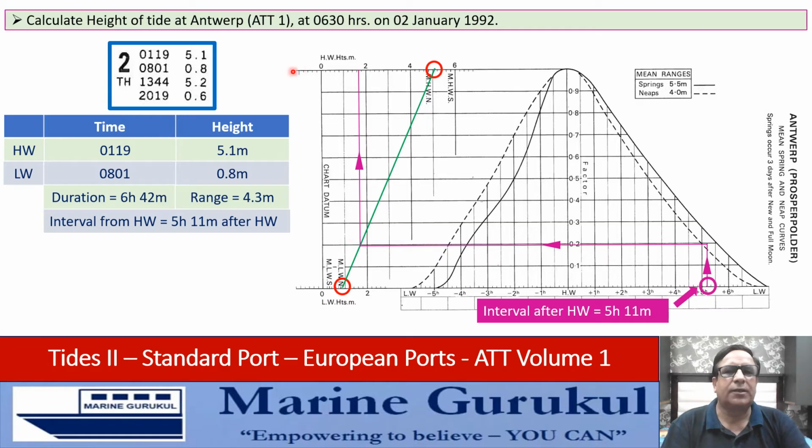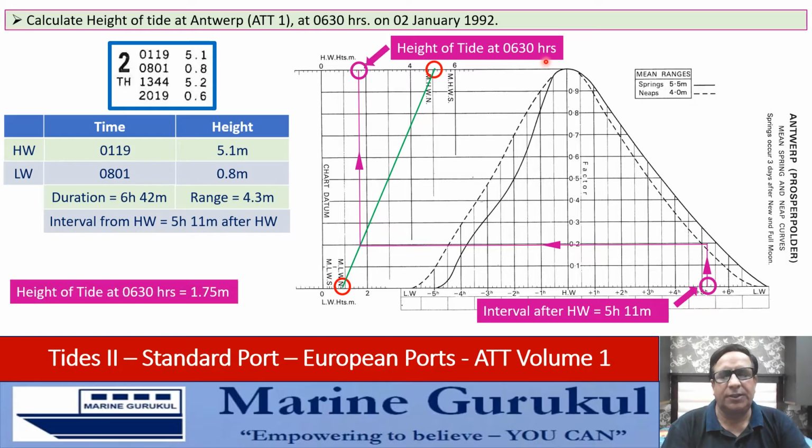Now where this line cuts this scale, we read it off, and that shall be the height of tide at Antwerp at 0630 hours on 2nd January 1992. This height we find from this graph is 1.75 meters. So our answer is that the height of tide at Antwerp at 0630 hours on 2nd January 1992 is 1.75 meters.